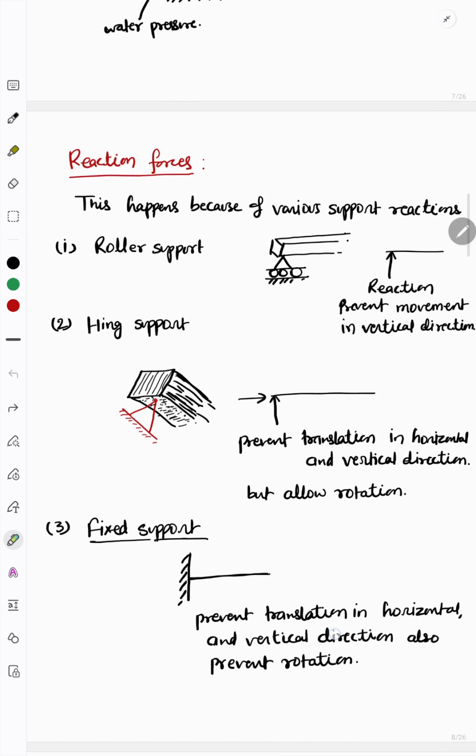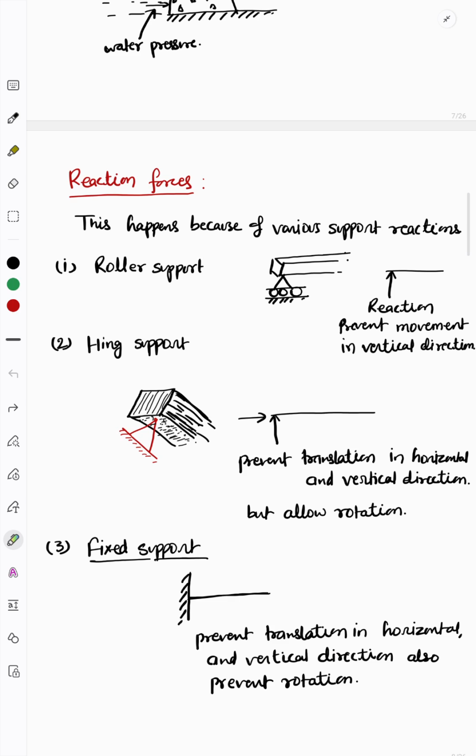Then fixed support, what will happen? Totally fixed: no movement in the vertical direction, no movement in the horizontal direction, and it also prevents rotation, because it is rigidly fixed. Fixed means totally fixed, rotation is not allowed. So three reactions will come: one horizontal reaction, one vertical reaction, and one moment.